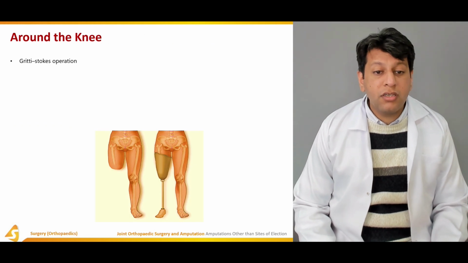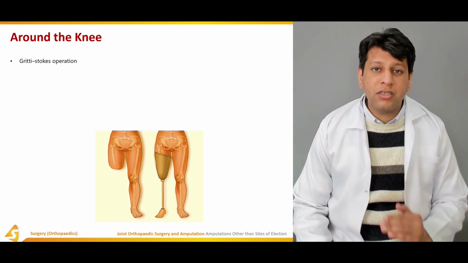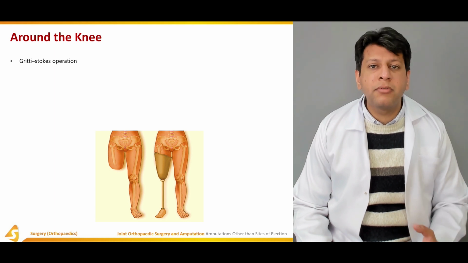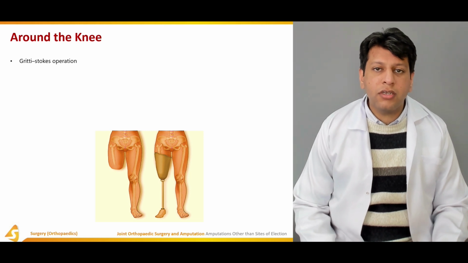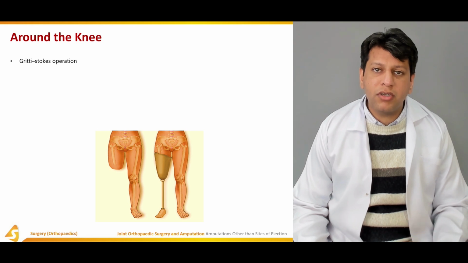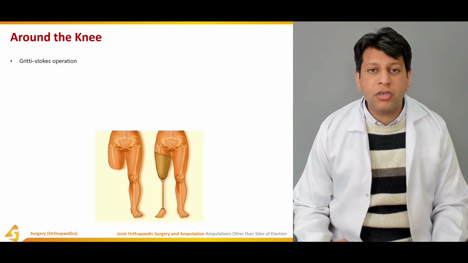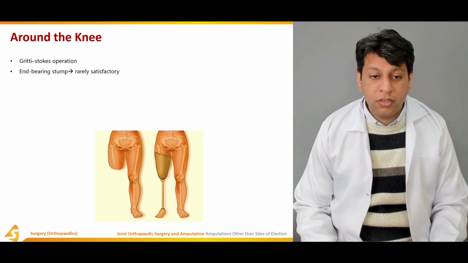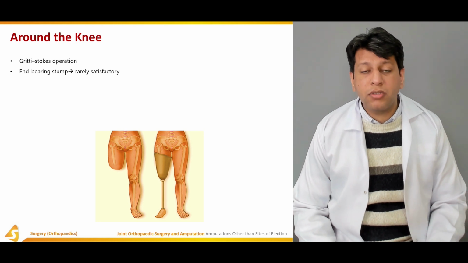Then around the knee, that is a Gritti-Stokes operation, actually through knee surgery. That is actually disarticulation around the knee, and the femur is completely preserved and the tibia is amputated. It's good for children because usually the part which is preserved does not grow out of the stump eventually, which later on does not create complications for the prosthesis, and does not require re-amputation. End bearing stump is rarely satisfactory, but in adults this is a different problem.